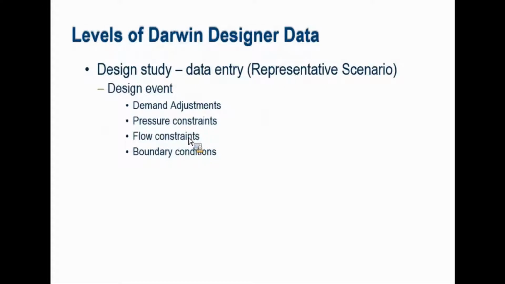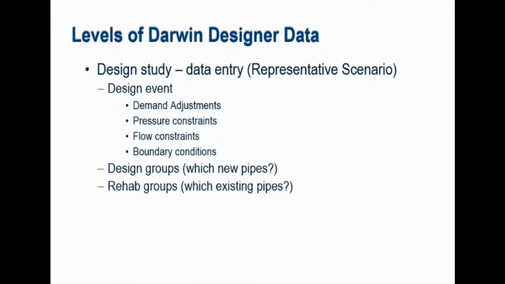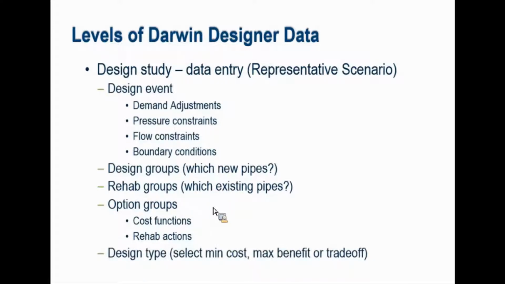Then you can actually go to the study and put in your design constraints. Then set up design groups, which pipes you're going to be replacing, because you're probably not going to replace all pipes, right, unless you're designing a whole brand new system. So select the pipes that you're going to design, or if it's rehab, which groups of pipes you're going to rehab, and then again you'll need to enter the cost functions for a new pipe cost function or rehab actions, and then select what design type. Is it minimum cost, maximum benefit, or trade-off?